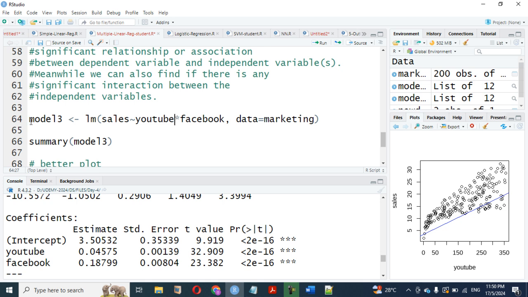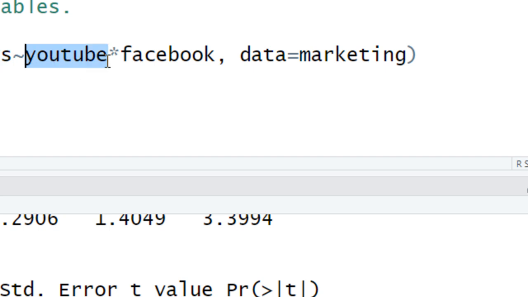So if we call this model 3, for example, we take our sales, YouTube times Facebook. What we are trying to do is look at the interaction between YouTube and Facebook. Is there any interaction between the two of them when you are running YouTube and Facebook at the same time to bring about sales? There are several reasons for this. You may want to check if two variables interact to bring about the result we got in the y-axis.